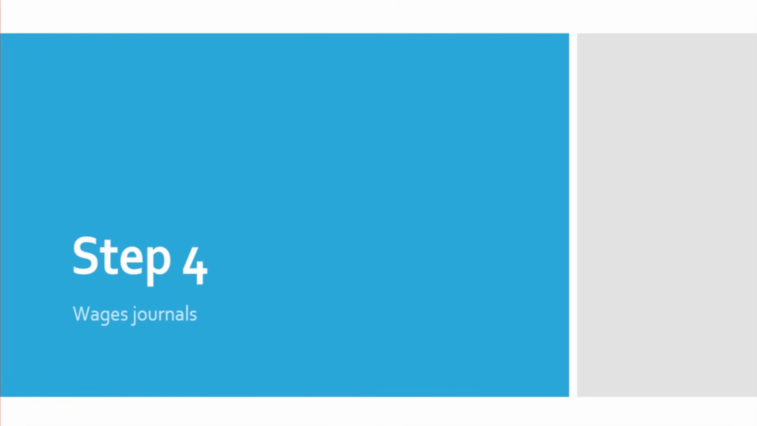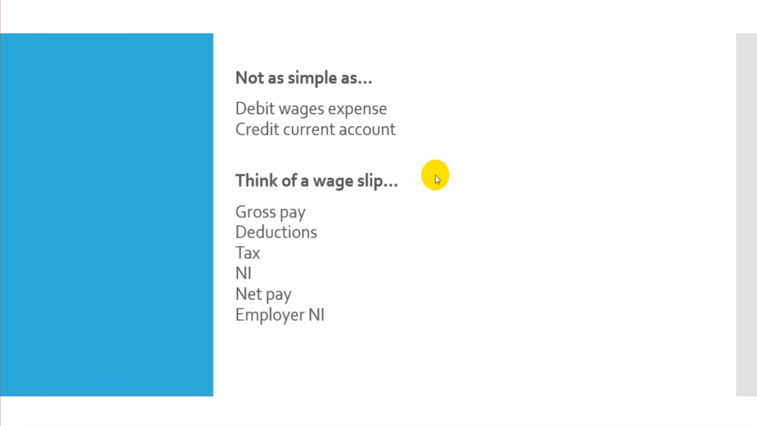Step four is the wages journal. And as mentioned, this is the more complicated part of payroll for me and for a lot of people, because what we're going to do with the wages journals is we need to reflect in the financial accounts what has happened with the wages. So I have a slide here just to try and make things more clear for you.